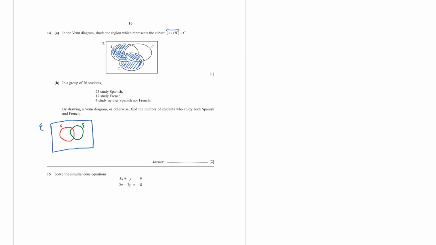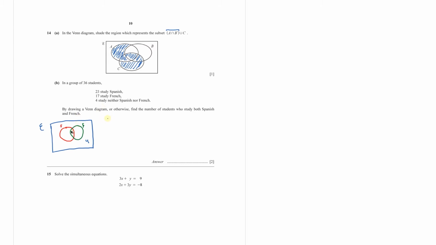So you know that 4 students study neither Spanish nor French. So that means they're not part of any of these sets. So they will be outside here. So 4 students are here. And then 23 study Spanish. So 23 are in this set S. And 17 study French. So 17 are in this set F represented in green. But there is an overlap here that we need to compute as well. So let's say that the overlap here is X.